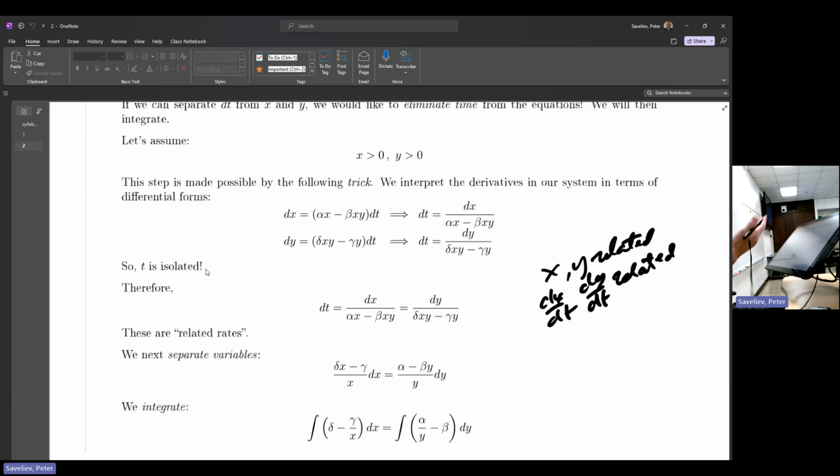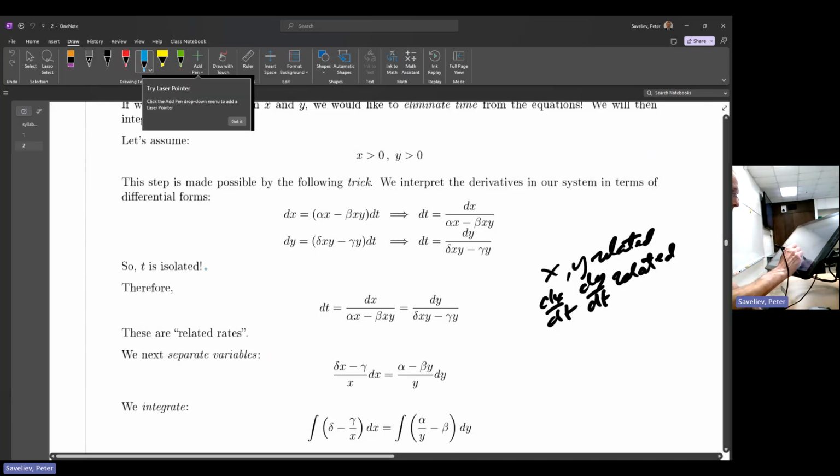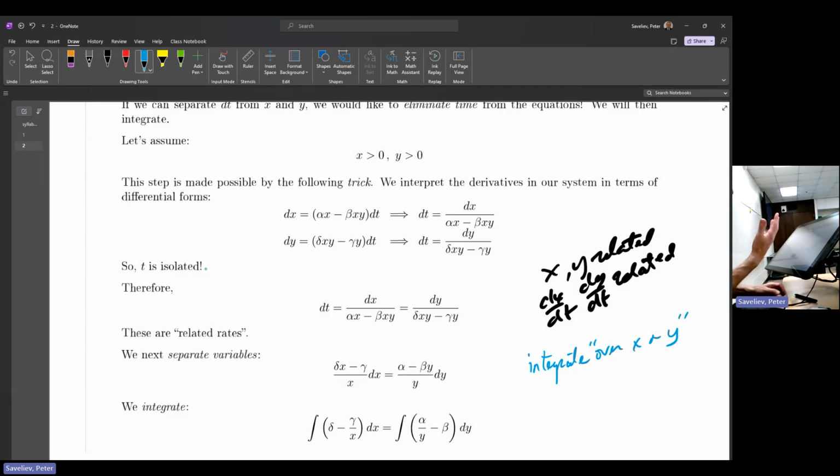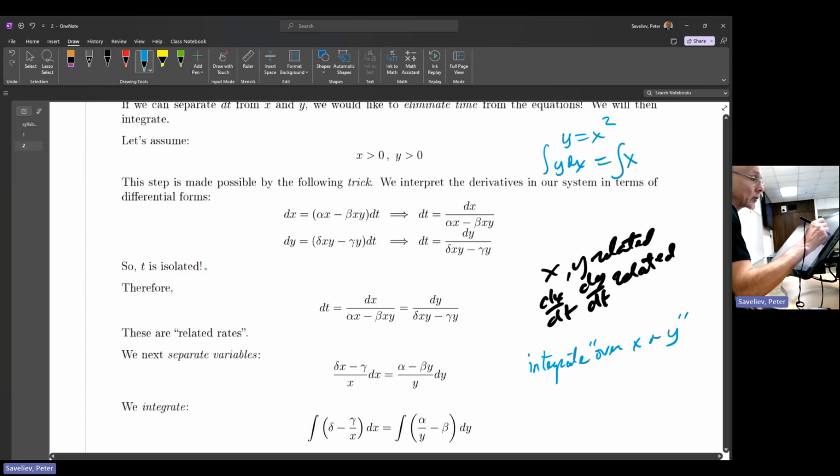Integrate with respect to the variable that is present there. There is no such thing as integrating over x or y. If you were to integrate over x or y, that's the wording actually used, but it is a mistaken way of looking at this. If we had two functions equal to each other, say y equals x squared, then you can integrate with respect to x. So the integral of y dx equals the integral of x squared dx. We're used to this.